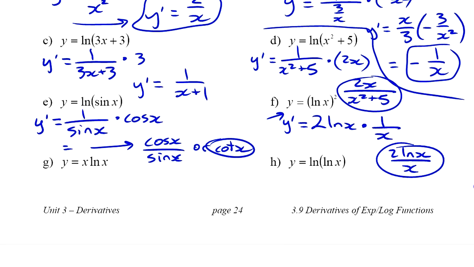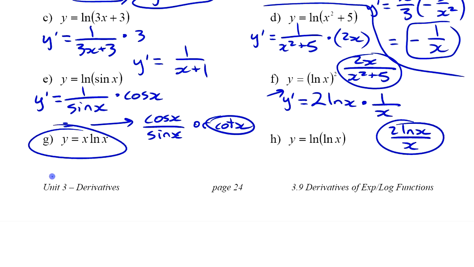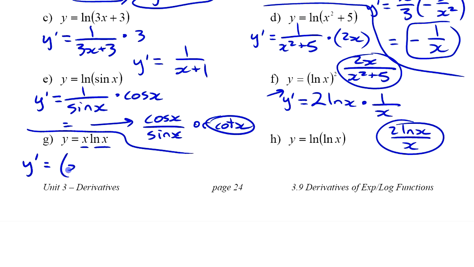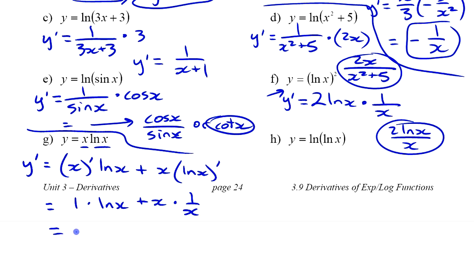And then the last couple here. That one's a product. We have to recognize here that this is a product, x times ln x, so we're going to have to use the product rule. We have x prime times ln x plus x times ln x prime, or in other words, 1 times ln x plus x times 1 over x. What do we have here? Ln x plus 1. That's that derivative. All right? Fairly simple result in the end.